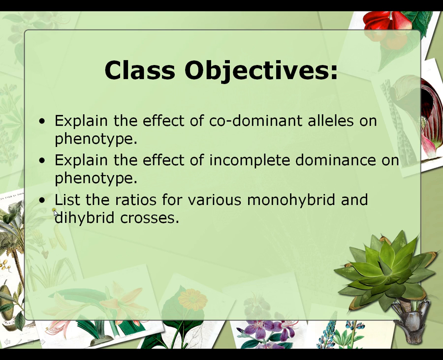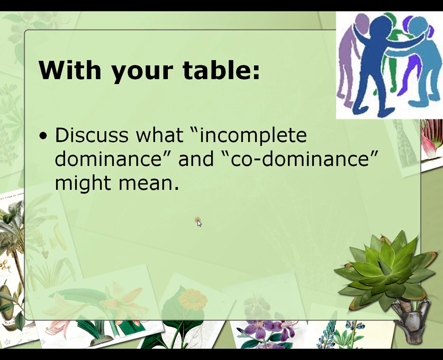The ratios, it would be nice if you're able to memorize this stuff, but you can always figure it out by creating the Punnett square. So this is just kind of an added benefit for some of you who have a natural aptitude for this stuff. So pause the video and with your table discuss what incomplete dominance and codominance might mean.